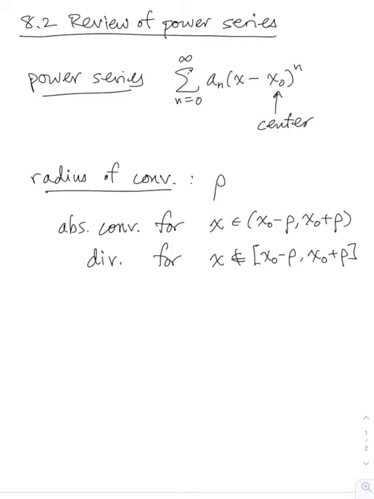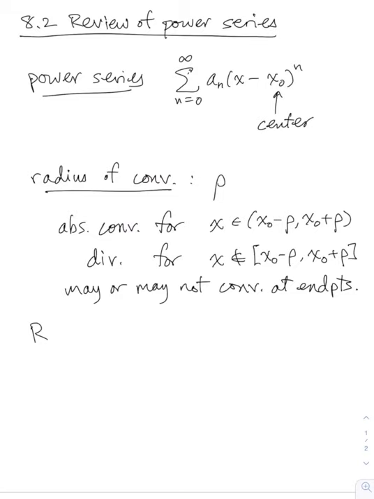And then what's left after those two cases is, what happens if you plug in one of those endpoints? In other words, what happens if I plug in an x value which is exactly rho away from the center? Well, then you don't know. You have to check on a case-by-case basis what's going on. So it may or may not converge at the endpoints of that interval right there. All right, so that's the radius of convergence.